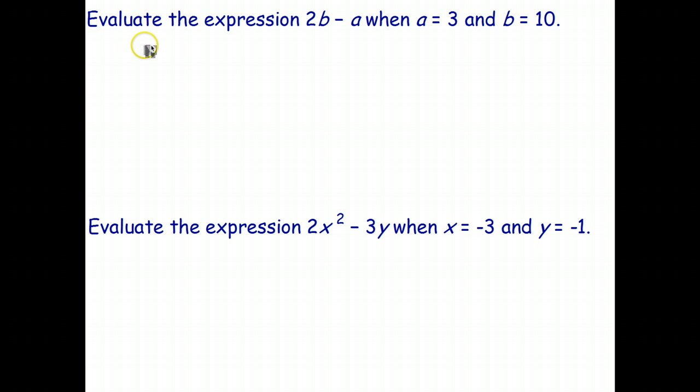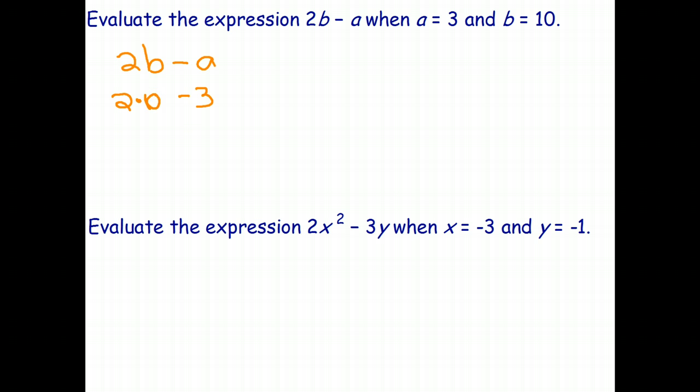So we always start these questions by writing down the expression. Now what we're going to do is substitute: in place of a, because we know its value, we're going to write a 3, and in place of b we're going to write a 10. Now I've got to show multiply. I can't just write a 10 without the multiply sign because it looks too much like 210. So I either have to use a little multiply sign or a dot. In fact, I'll use a dot in this case, 2 times 10.